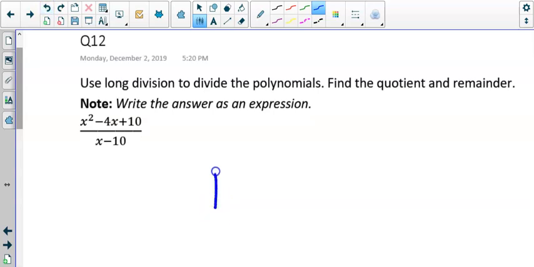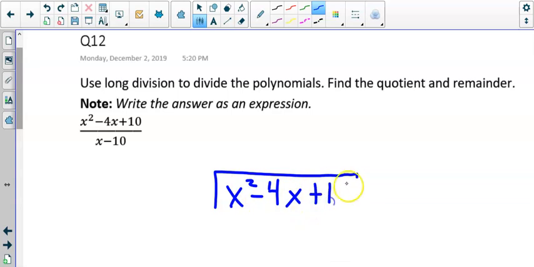So when I divide, which part goes under the division symbol, the numerator or denominator? Say it again. It's not the denominator. It's the numerator. The numerator is what goes under your division symbol. The denominator is what goes out front of your division symbol. So there's what we're looking at.